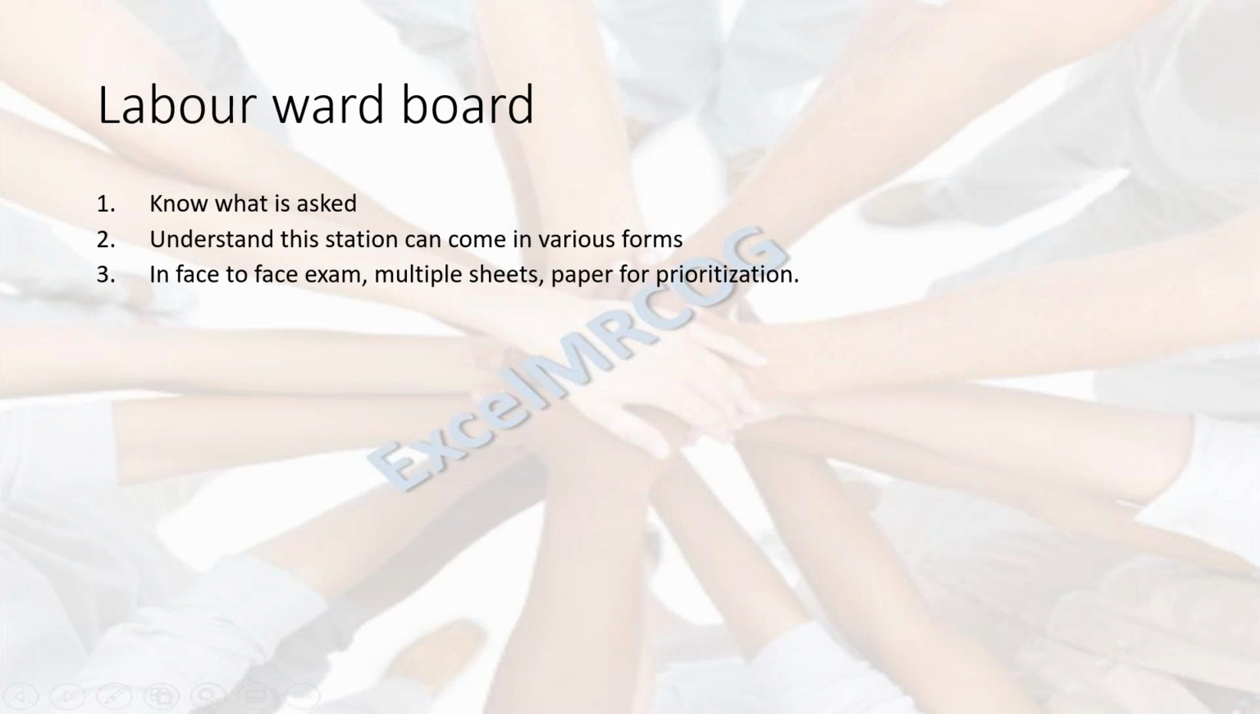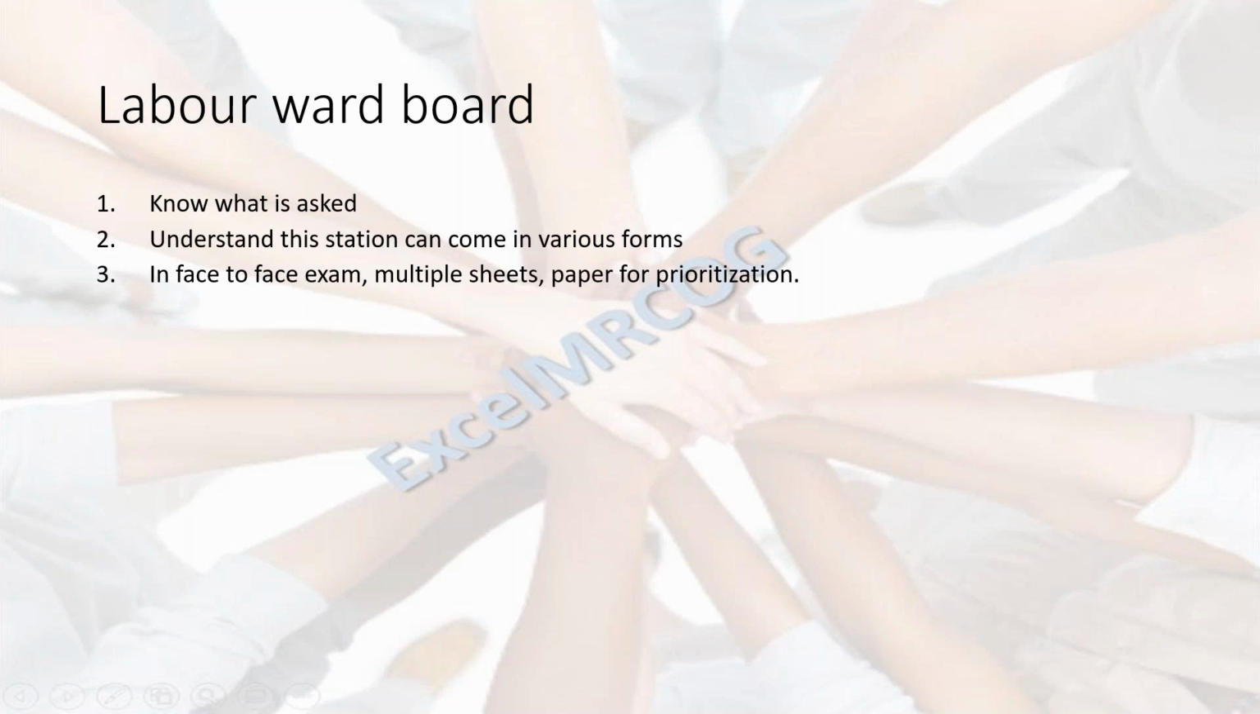Okay, so after that, in the face-to-face exam, there would be multiple sheets kept, as I mentioned, and there would be a paper for prioritization. For our exam, there was an arrow outside the cubicle pointing at a big paper kept on the floor. You have to pick up that paper and write your prioritization on it. And you do that in 2 minutes.